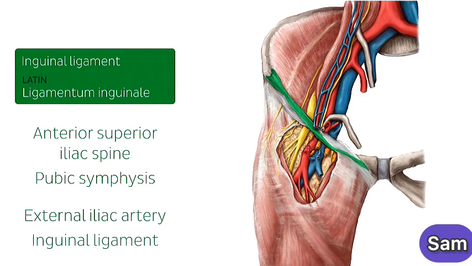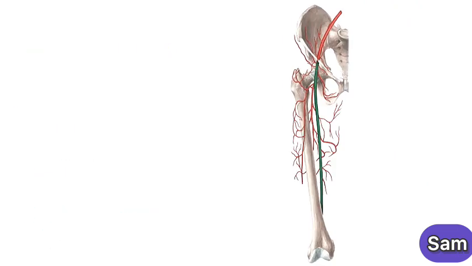ligament. So in this illustration, we can see the inguinal ligament here running between the anterior superior iliac spine and the pubic symphysis here. About halfway, we can see the external iliac artery passing underneath this structure to become the femoral artery. So now let's have a look at the femoral artery.